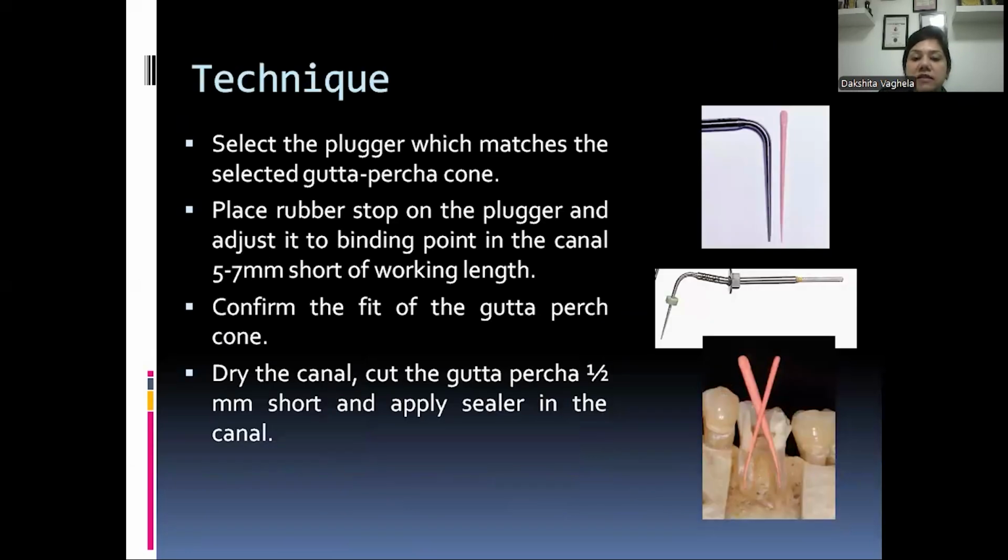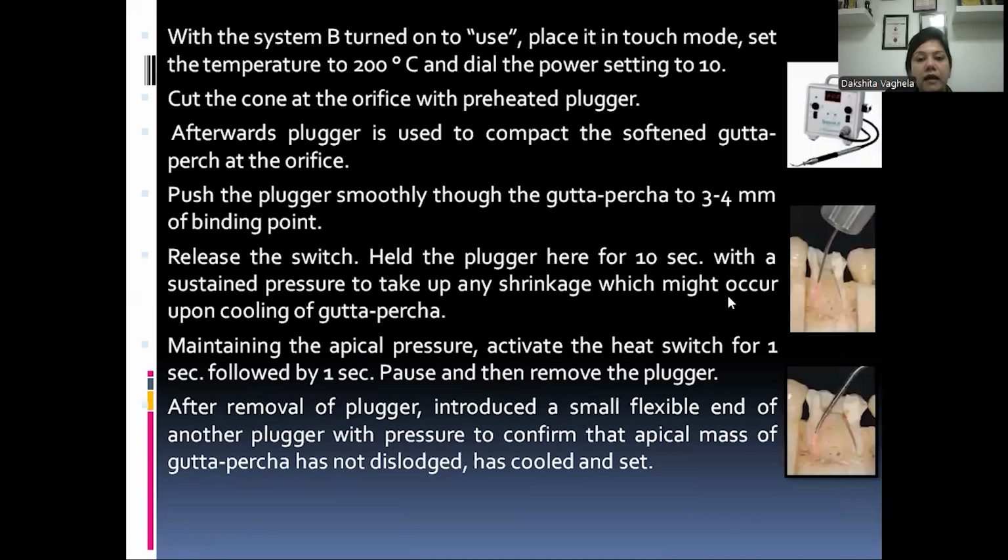Technique: select the plugger which matches the selected guttapercha cone. Place a rubber stopper on the plugger so that the length control is there, and this should be 5 to 7 mm short of the working length. Confirm the fit of the GP. Dry the canal, cut the GP half mm short and apply sealer in the canal. So half mm short of the working length, you have cut the GP, you have applied sealer. On the plugger, you have marked 5 to 7 mm short of the working length and put the stopper. With the System B turned on, place it in touch mode, set the temperature to 200 degrees Celsius and dial the power setting to 10. Cut the cone at the orifice with the preheated plugger.